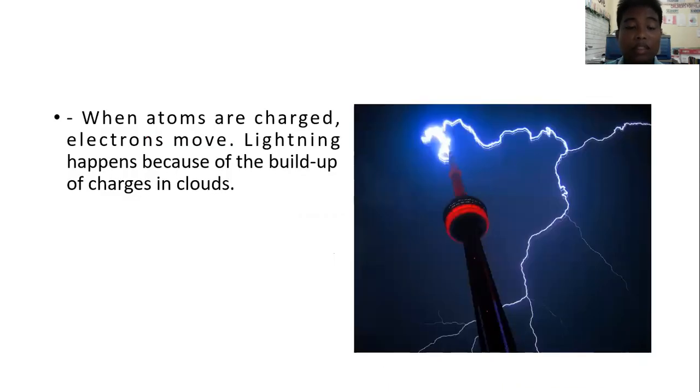Okay, when atoms are charged, electrons move. Lightning happens because of the build-up of charges in clouds. So that's why lightning happens in clouds. Because atoms are charged, electrons move.